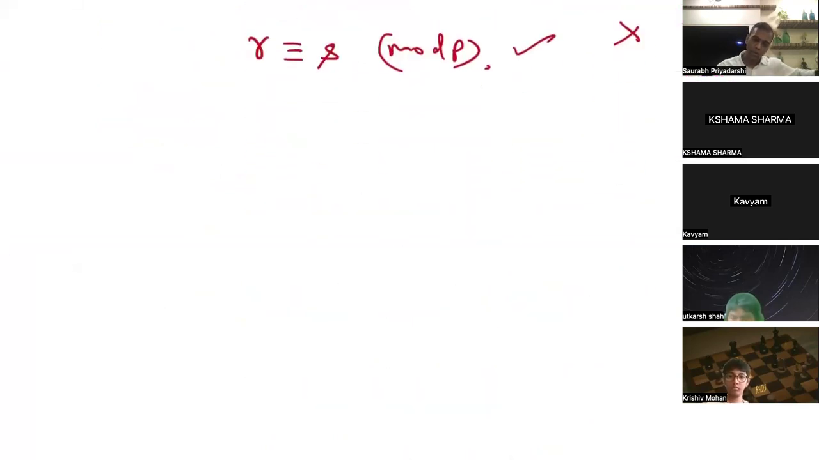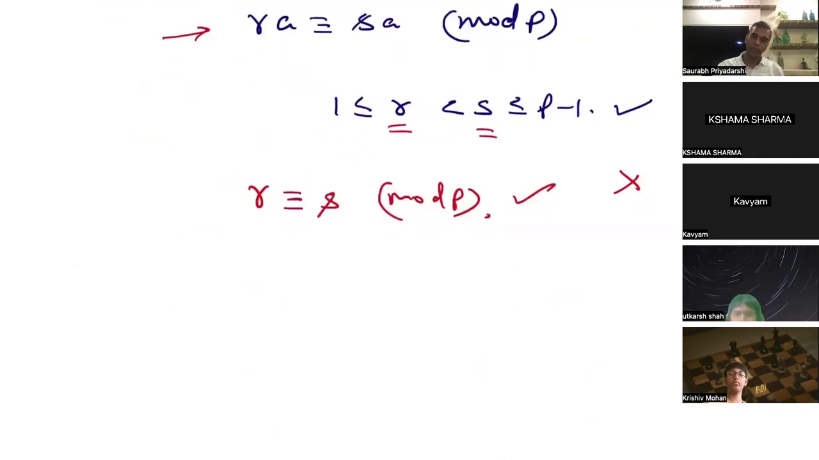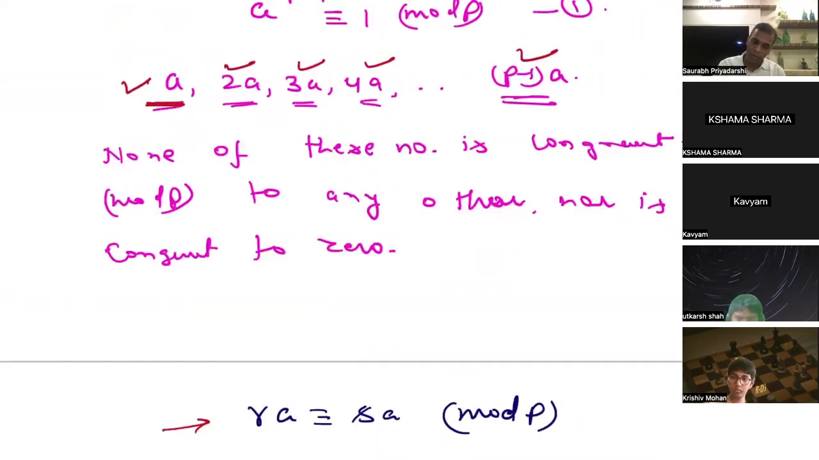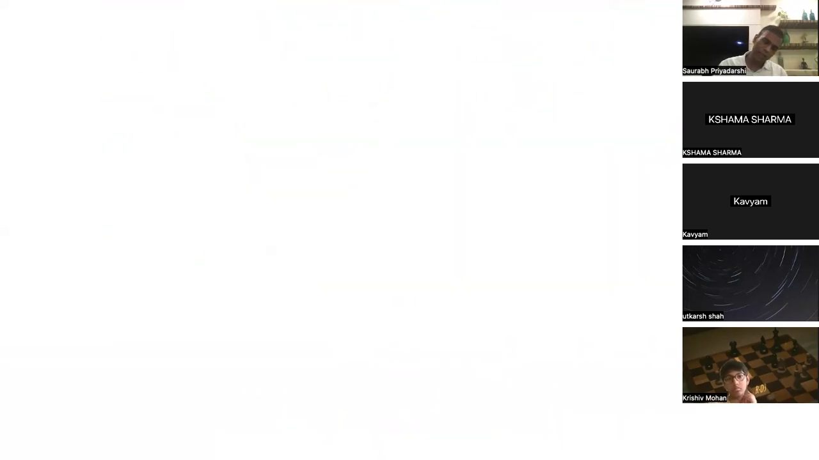Now from this, I can say we have taken two numbers. So what is the meaning of this? It means every time we divide these numbers A, 2A, 3A, 4A up to (P minus 1)A, I get remainders between 1 and P minus 1, not in the same order, maybe in a different order.